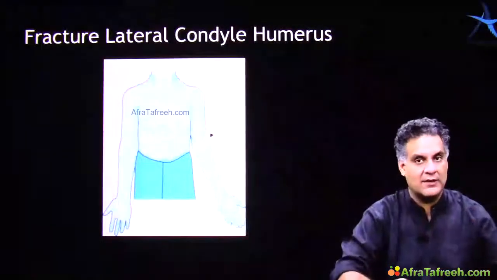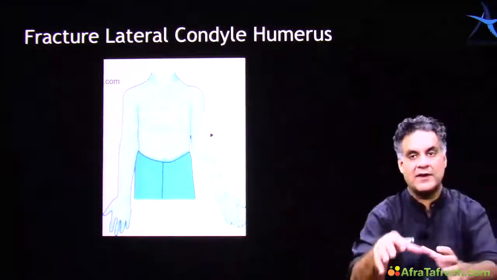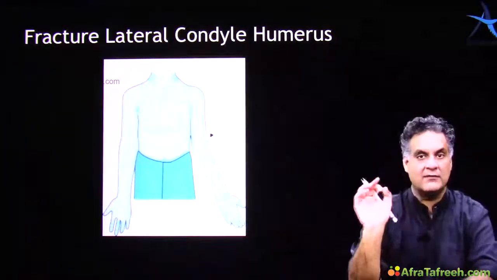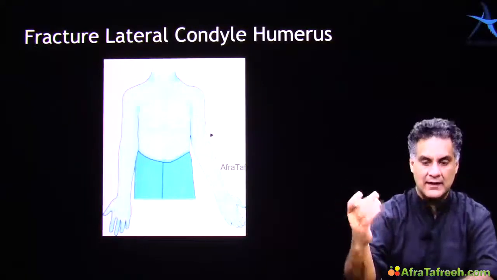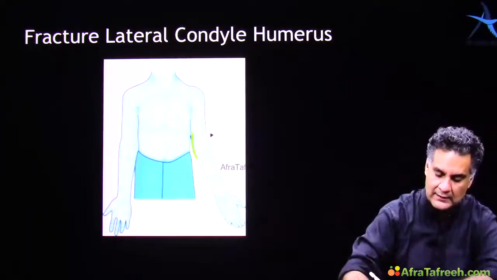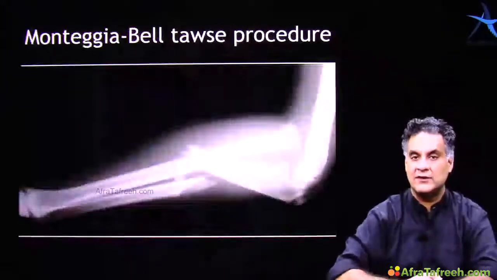Fracture lateral condylar humerus, which is treated by open reduction plus K-wire fixation, because it's an intra-articular fracture, can cause cubitus valgus, and the second complication is slow onset tardy ulnar palsy, because the nerve goes behind the medial epicondyle, and as the limb will go into valgus, there will be stretching of the nerve.